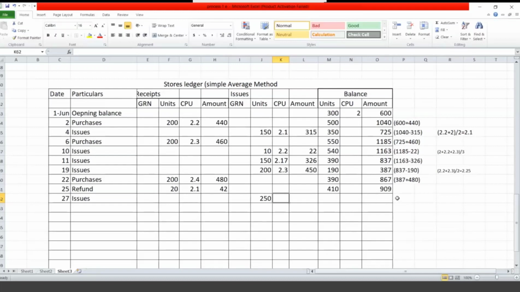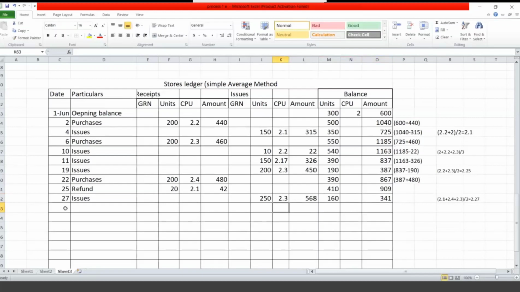Now how will you get the amount? What is the amount here? 2.1 plus 2.4 plus 2.3 divided by 3 is equal to 2.27. So now write down here 2.27. And then what is the amount you are getting after multiplying? It is 568. Now how much is there? 410 minus 250, that is 160. And you can do the amount also in the same way. 909 minus 568, it is 341.